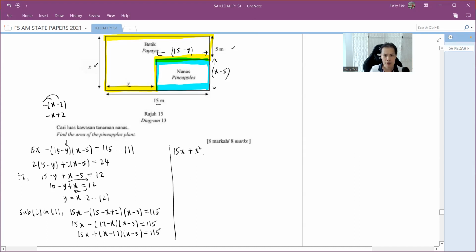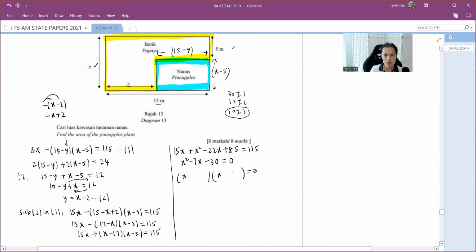Minus 17 minus 5 is minus 22. And then this is 85. The result equals 115. So the 15, you can minus 22, you're left with 7. 85 minus 115 is going to give us negative 30. Negative 30. And up to here, we can double bracket factorize them. Factors of 30, I can use 30 and 1, 15 and 2, 10 and 3. Notice 10 and 3 gives us 7.